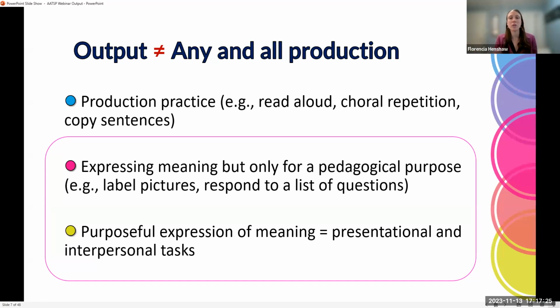Things like reading out loud, repetition, copying sentences is not what Swain meant by output. It's not what anybody meant by output. Is it one type of mechanical practice? Yes, just like exposure to sounds could be one form of language exposure, but it's not input, right? We all agree that that is not input.